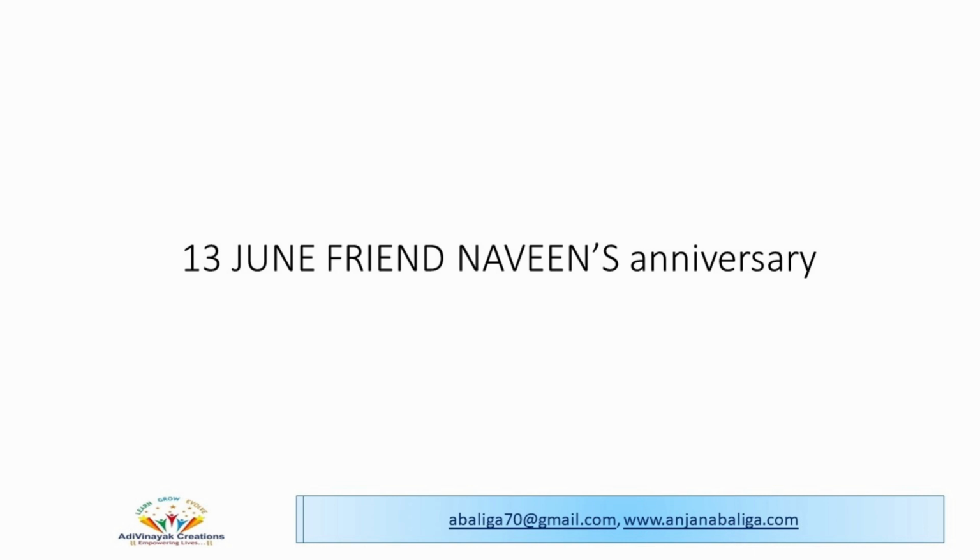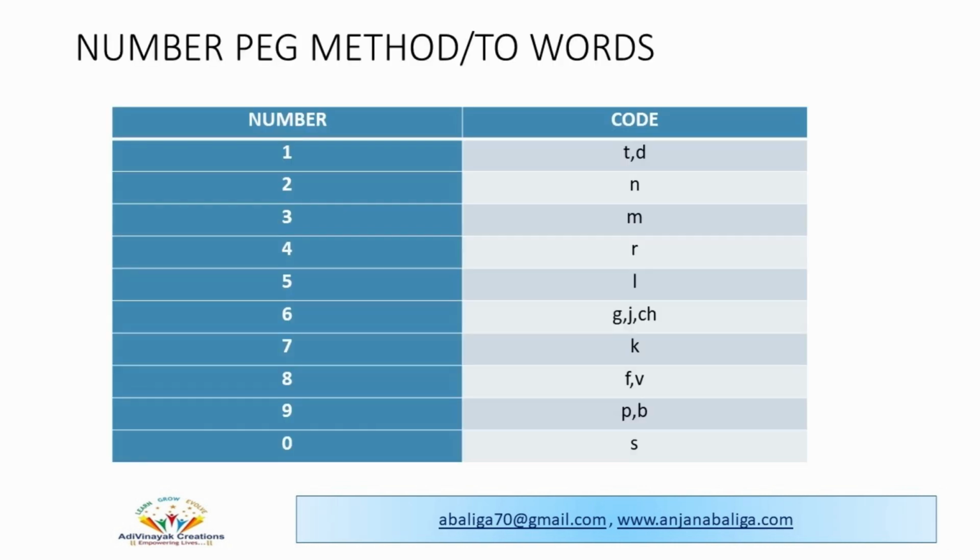Now let's take one more example. It is saying 13 June is your friend Naveen's anniversary. Now here are again two things, 1 and 3, that is 13, and June is the month, which you have to relate with your friend. So let's take the peg system again and convert the numbers 1 and 3 into a picture or image, and also see what June refers to as the keyword month and convert it into a picture. Let's take the peg system.